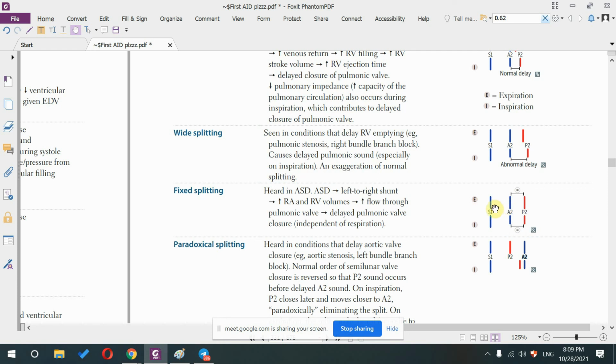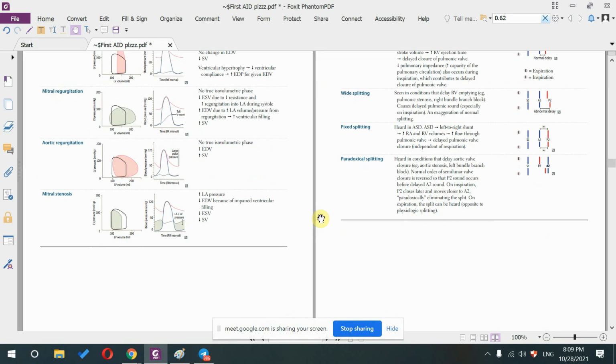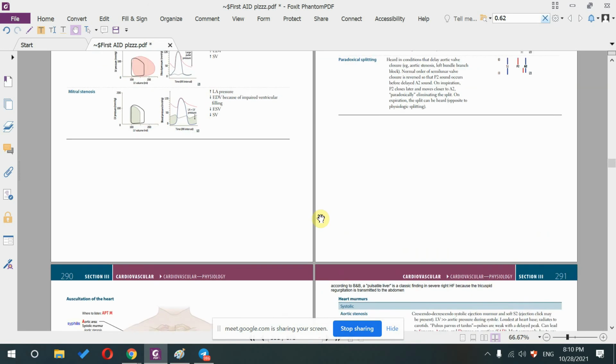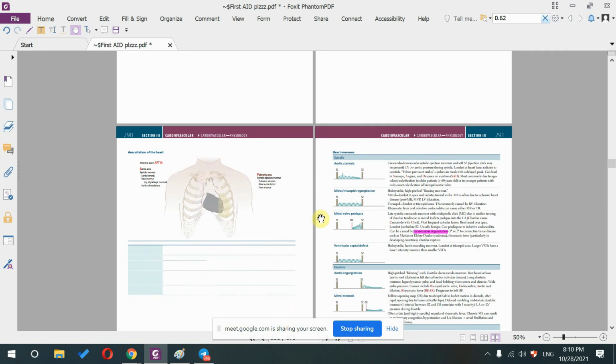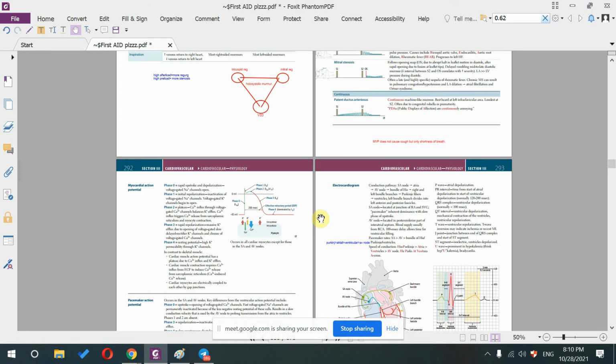If you had to know one thing, please know about fixed splitting, its relationship with ASD and its relationship with Down syndrome. Why Down syndrome? Because ASD can be in Down syndrome. Okay, so now we have these heart sounds.